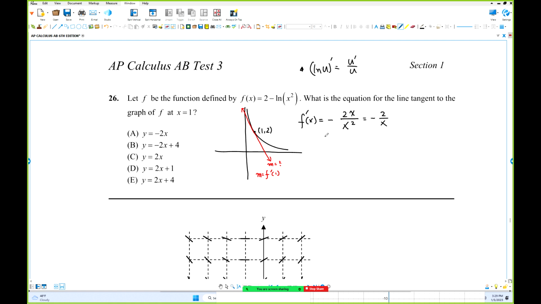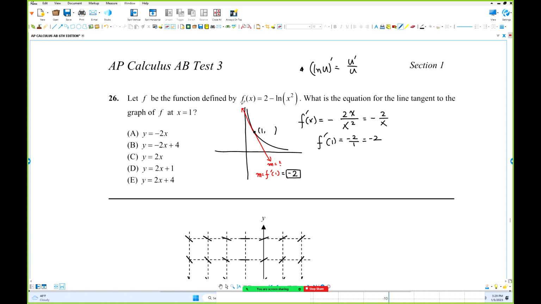At x equals 1, what is it? At x equals 1, that is negative 2 over 1 equals negative 2. The slope of this one equals negative 2 there. Yeah. We still need a point. We got this point from the graph, but we still don't know this one, okay?